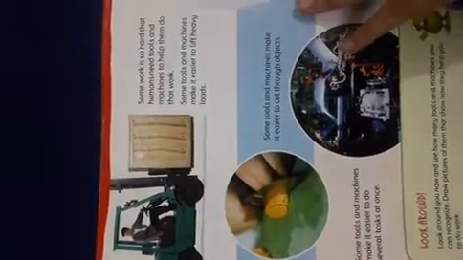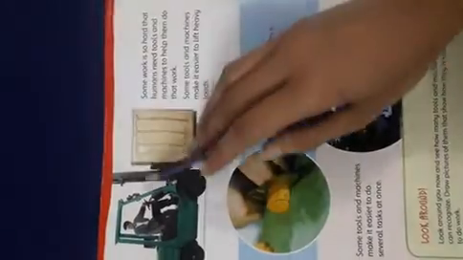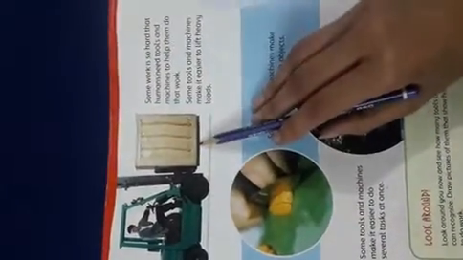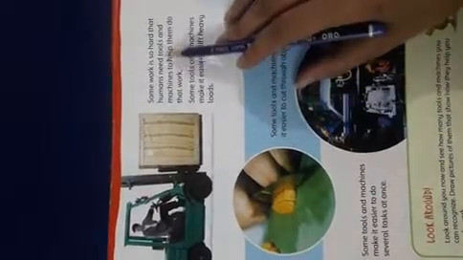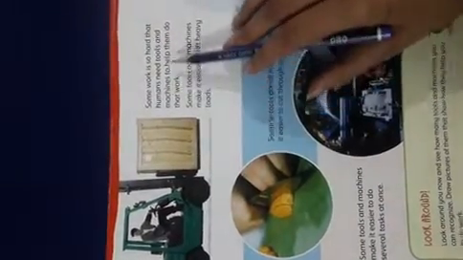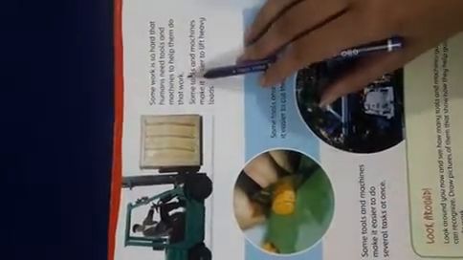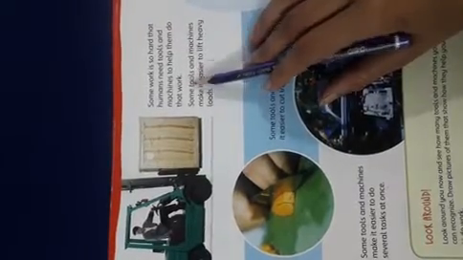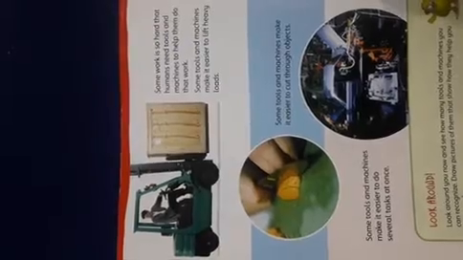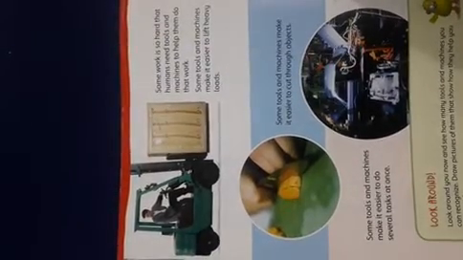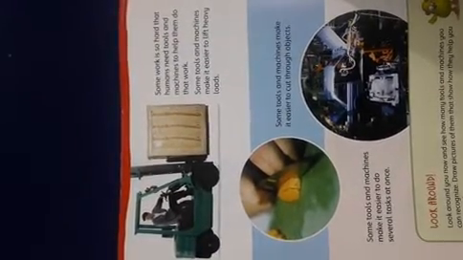Now see the other examples as well. As you can see in some pictures, some work is so hard that humans need tools and machines to help them do that work. For example, if you want to lift heavy loads, it's not in your capacity to lift them up.